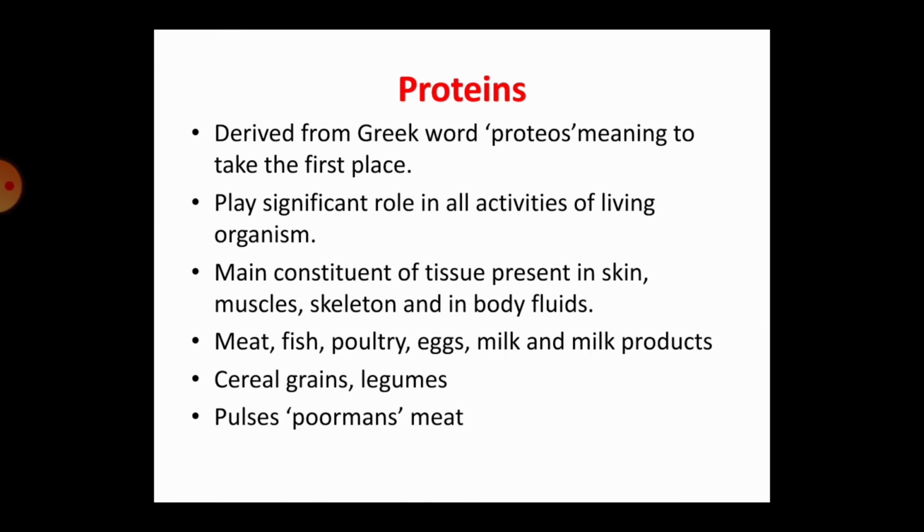Proteins. The word protein is derived from Greek word proteos, meaning to take the first place. It plays a significant role in all activities of living organism. It is a main constituent of tissue present in skin, muscles, skeleton and in body fluids. Protein is rich in meat, fish, poultry, eggs, milk and milk products, cereal grains and legumes. Pulses are otherwise known as poor man's meat. Pulses are rich in proteins.